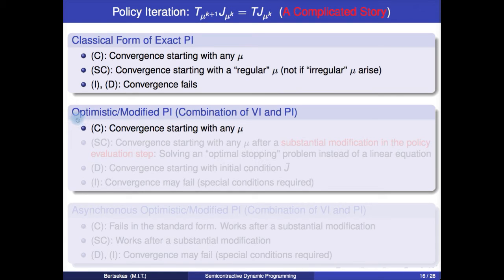Let's look also at an approximate form of policy iteration called optimistic or modified, which combines value iteration and policy iteration. Here, instead of calculating the cost function of the current policy exactly, we calculate it approximately by some finite number of value iterations. This is a well-established form of policy iteration, and it works faster than the classical form in most cases. Regarding its convergence, for the contractive model, we have convergence starting with any initial condition and any initial policy.